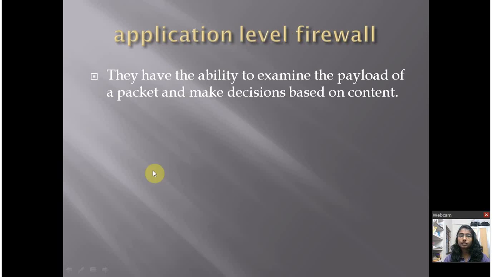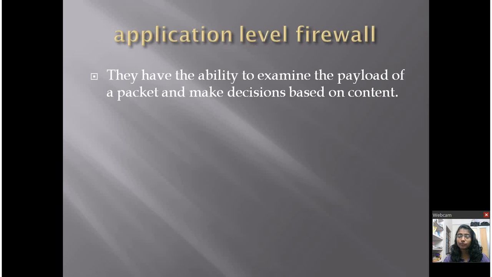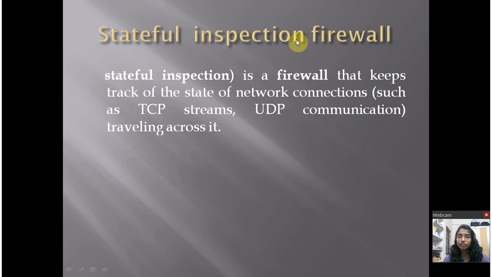And there are two types of firewall: application level firewall and stateful inspection firewall. In an application level firewall, we have the ability to examine the payload of the packet and make decisions based on the content. Then a stateful inspection firewall keeps track of the state of the network connection, such as TCP streams, UDP communications, and all that.